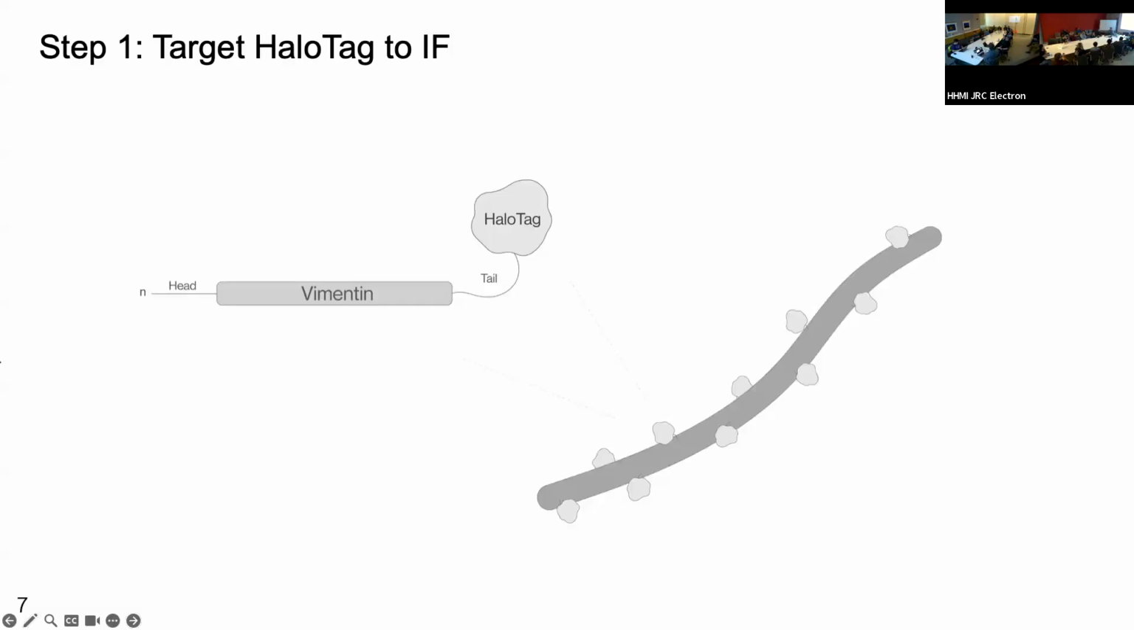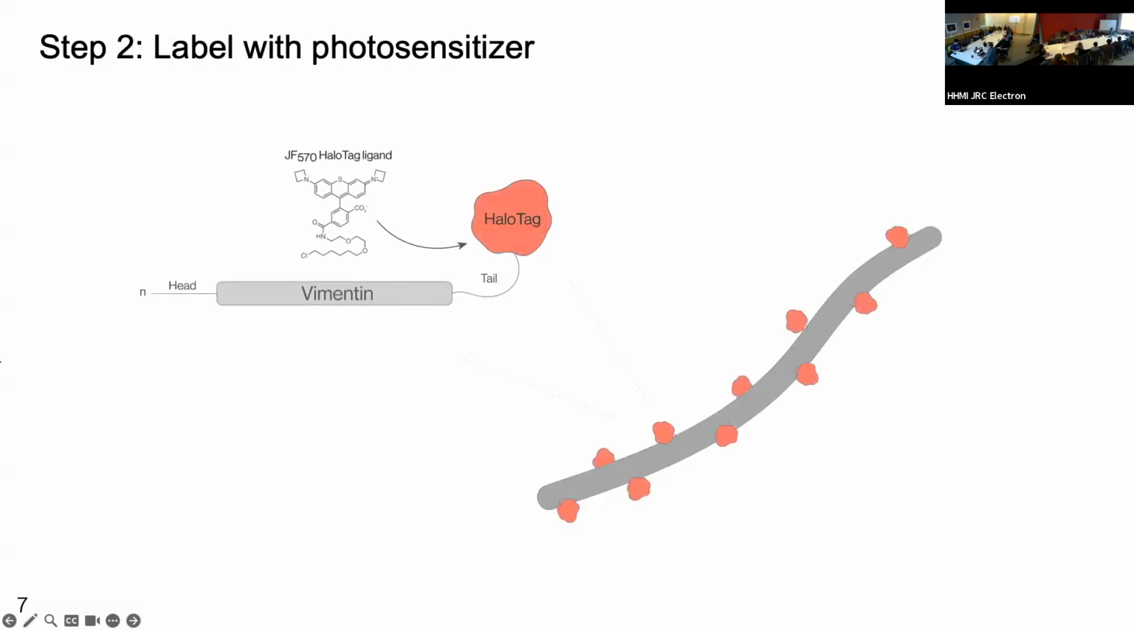When we express this in cells, we reason that it would co-assemble with the endogenous vimentin network to form mature filaments that are lined with these Halo tags as sort of these little probe attachment sites built into the native network. We then labeled with photosensitizer Halo tag ligands. Fortunately, the Lavis lab has generated a number of these. They're bright and they're quite potent. JF570 is sort of the flagship photosensitizer dye that we started with.